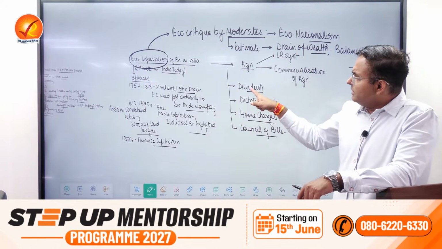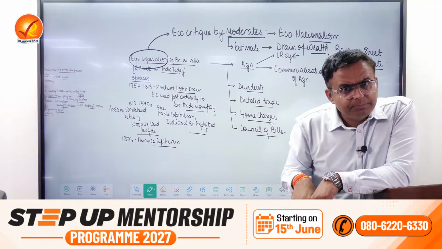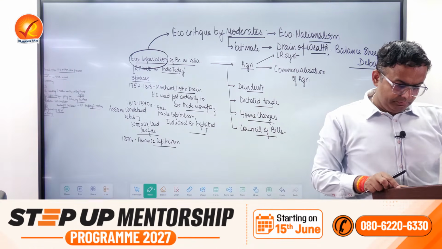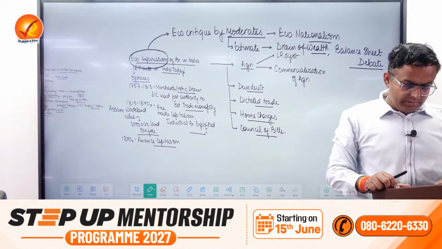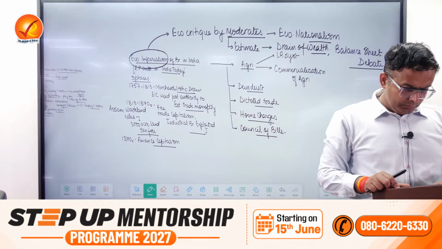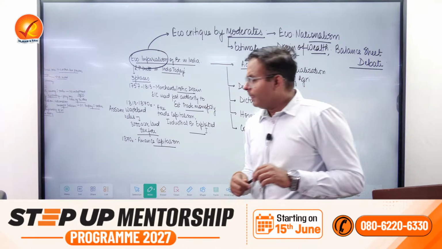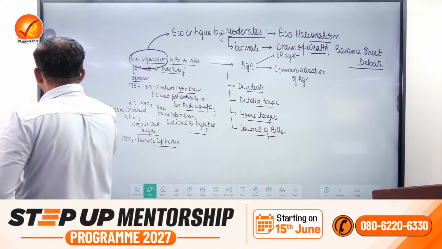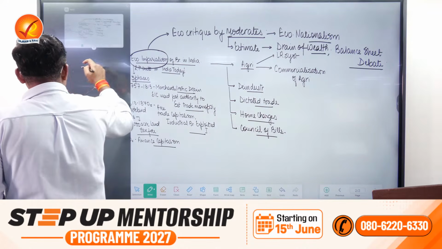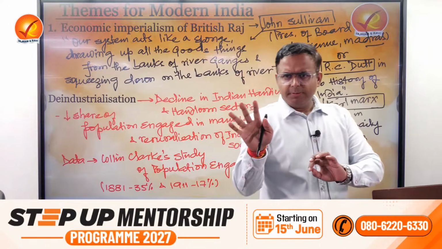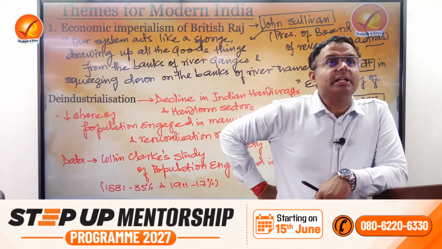So in this line we have to understand a few things. One is deindustrialization. यहां से शुरू करते हैं. We have to understand about deindustrialization. समझ गए? I'll not be able to cover all the topics of economic imperialism, but the important ones. पहला है deindustrialization.